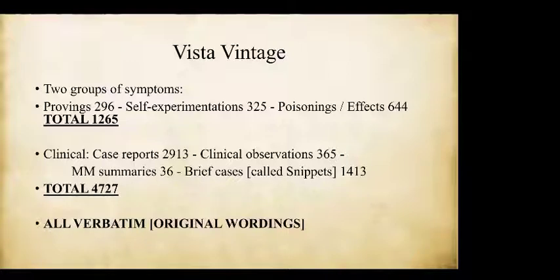And then poisonings or effects, there are even much more of those. Poisonings are poisonings, and effects are, as sometimes in the old literature it is called, a fragmentary proving. Side effects, you could call it. Altogether, it's 1,265. Then the second part is clinical. There are case reports. You see how many there are. Clinical observations, Materia Medica summaries, and brief cases, of which there are a lot, called snippets. And everything in the original wordings.